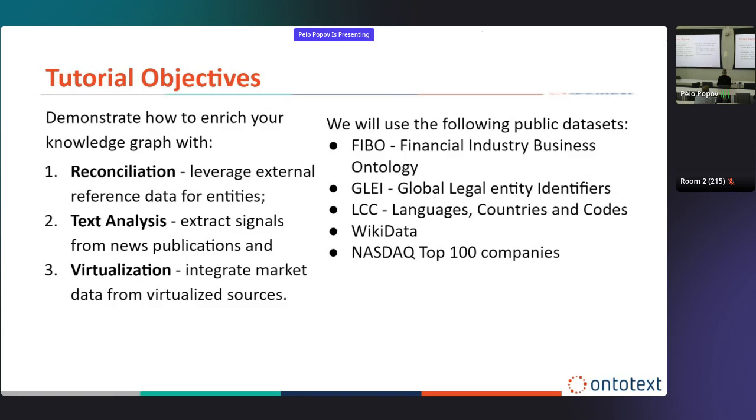And the underlying data sets that we are going to use are going to be FIBO, the Financial Industry Business Ontology, the Global Legal Entity Identifiers, the LCC, Wikidata, and a NASDAQ top 100 companies, which would be our, let's say, CRM data, the key accounts that we care about.